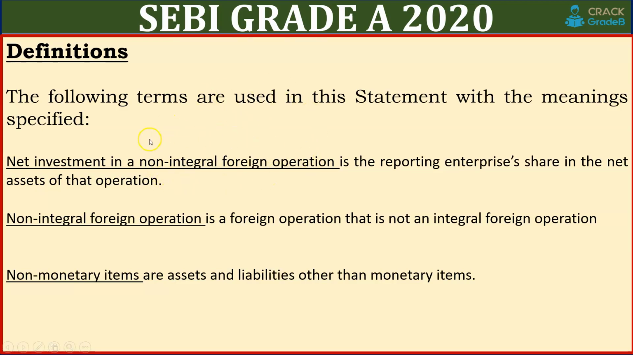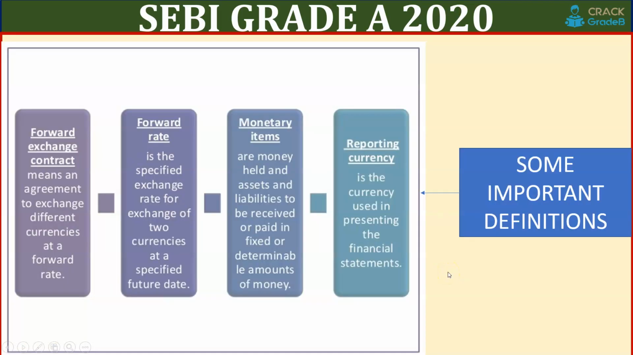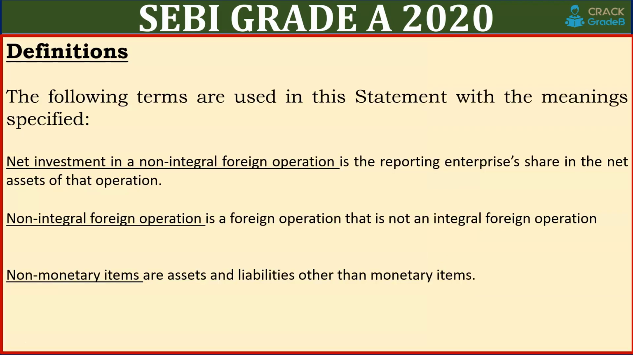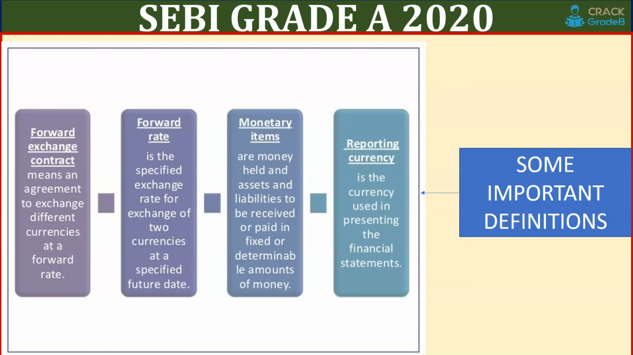So the net investment in a non-integral foreign operation is the reporting enterprise's share in the net assets of that operation. We know already that net investment is nothing but the enterprise's share in the net assets. Then a non-integral foreign operation is a foreign operation that is not an integral foreign operation, and non-monetary items are assets and liabilities other than the monetary items. We will deal with these terms in detail, but for now you just need to know that these words exist.